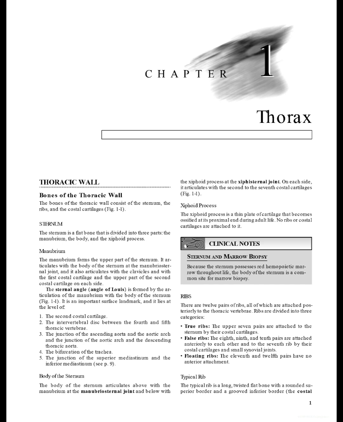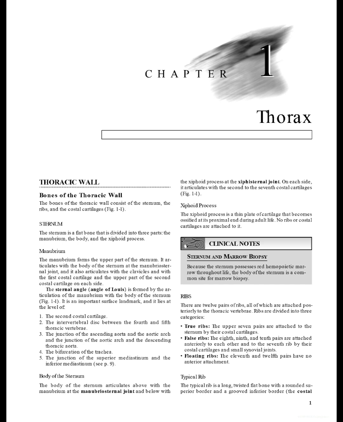It consists of three main components: the sternum, or breastbone; the ribs, 12 pairs; and the costal cartilages, connecting ribs to the sternum. The sternum is a flat bone located at the center of the chest. It is divided into three parts.